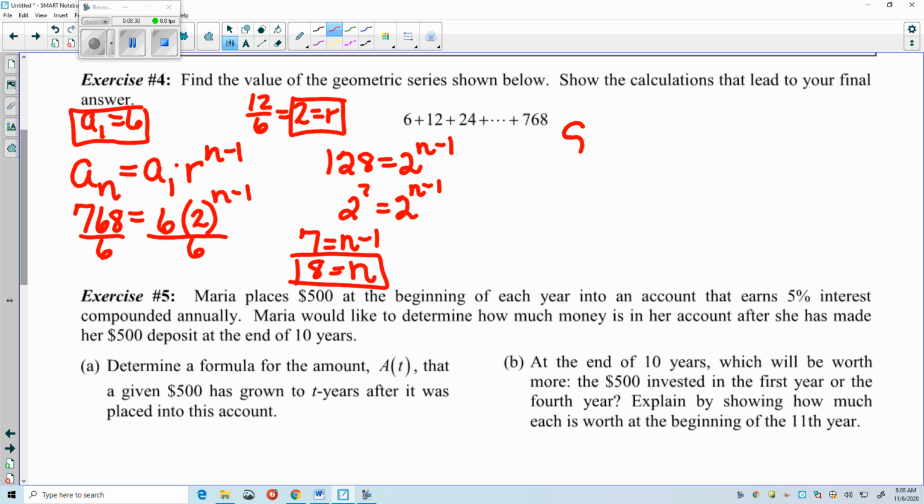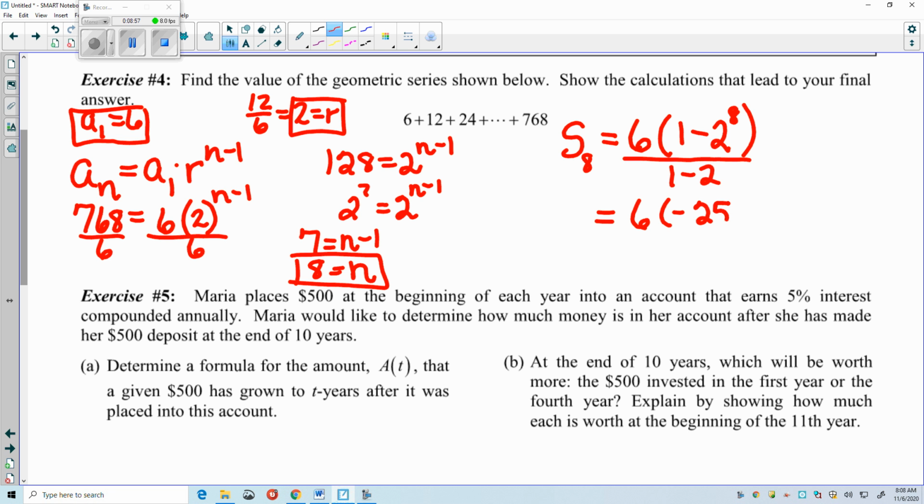So I'm trying to find the sum of 8 terms, because that's how many terms we have. So I need my first term, which is 6, times 1 minus my ratio, which is 2, raised to the n, which is 8. And I'm going to divide that by 1 minus my ratio. Okay. So simplifying, I'm going to have 6 times negative 255 divided by negative 1. And again, you could actually just plug this whole thing right into your calculator and get an answer if you use your fraction template. Final answer that we're going to have here is the sum of your first 8 terms. It is 1,530.